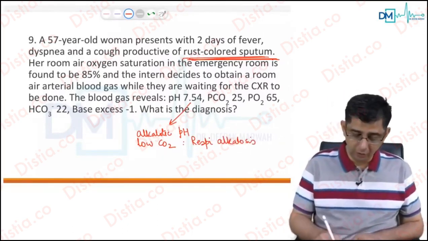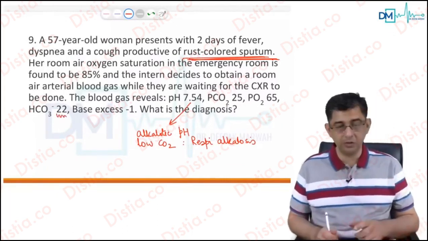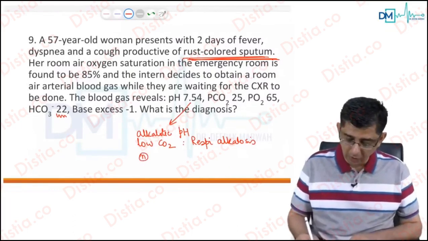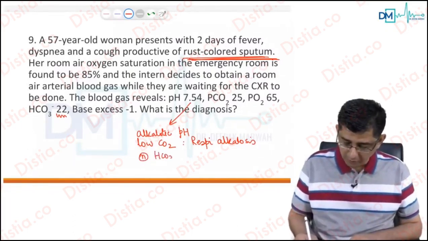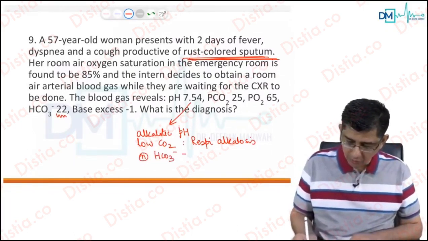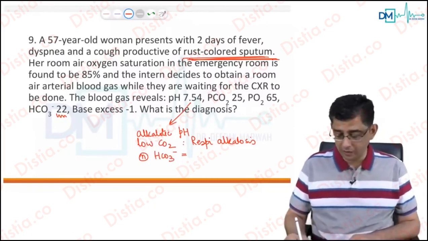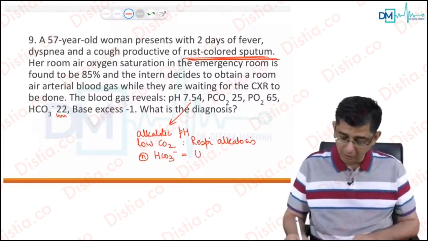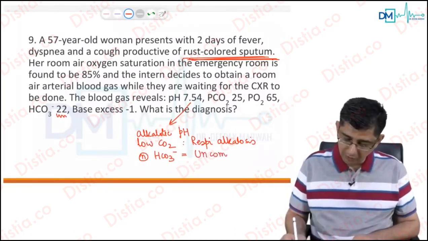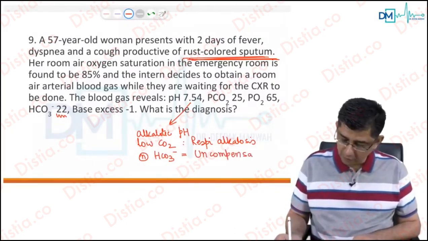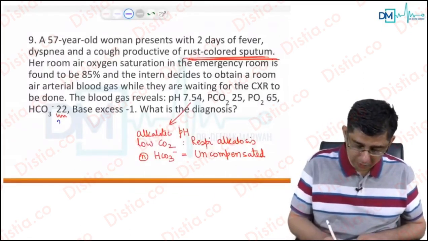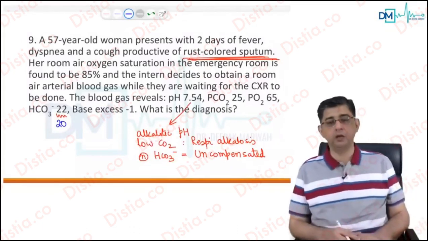You will now look at the value of bicarbonate, and the bicarbonate value is on the lower side of normal, but it is at least normal mathematically, because the bicarbonate in this question is normal. That means that in this patient the compensation process has not started, so the diagnosis will be uncompensated respiratory alkalosis. Suppose in this question, I'll change the ink and say the value of bicarbonate is given as 20.